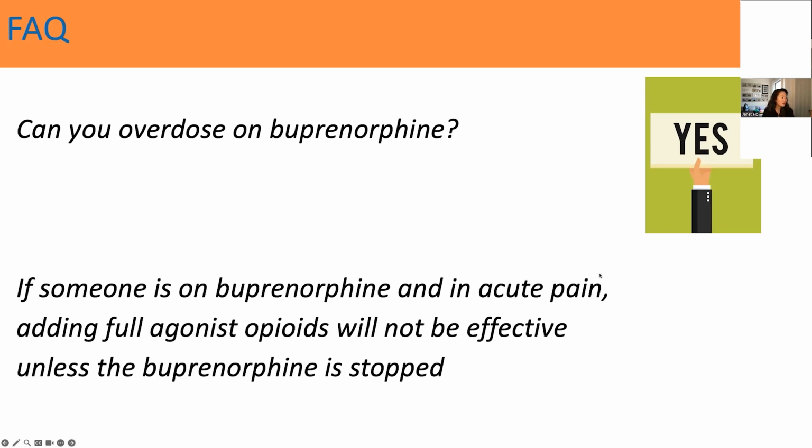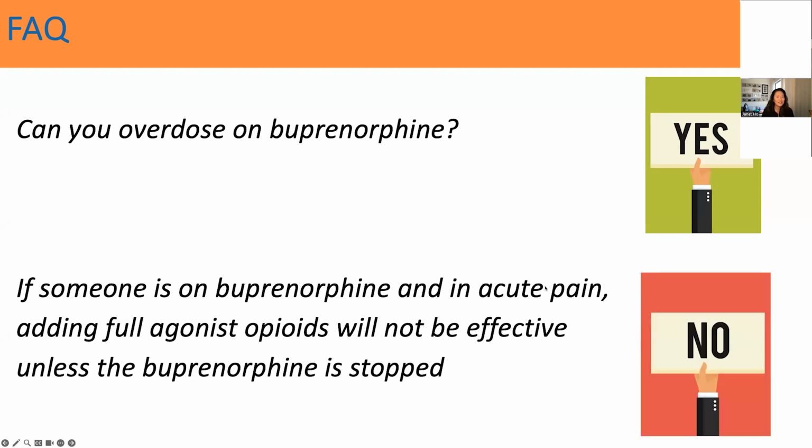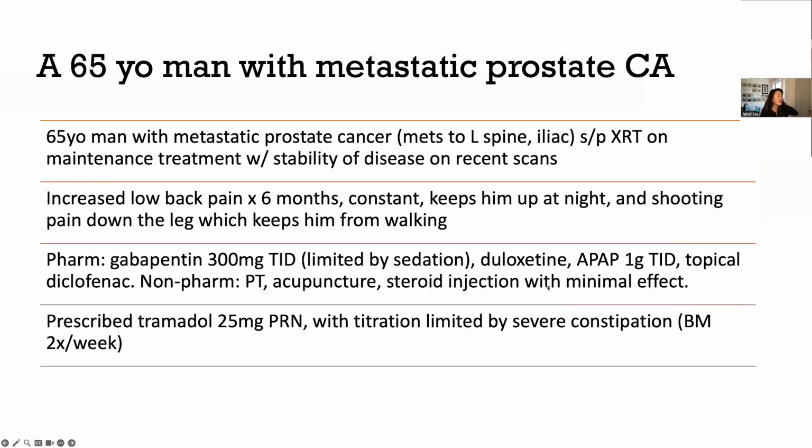Okay, so if someone is on buprenorphine and in acute pain, adding a full agonist opioid will not be effective unless the buprenorphine is stopped. Great, thanks, Grant. Right, so you can treat someone who is taking buprenorphine and has pain with a number of different strategies, which we'll get to today. All right, that's the last of that. So we got through that.